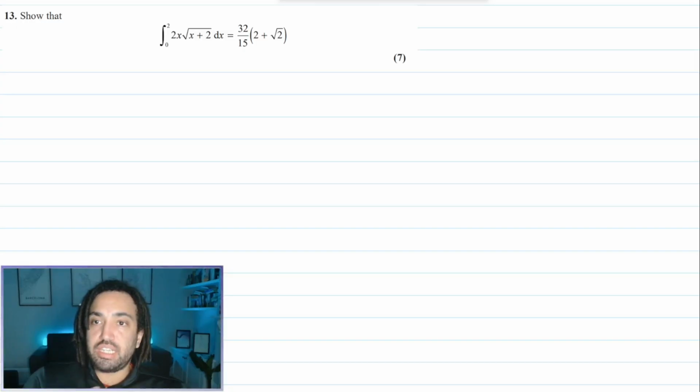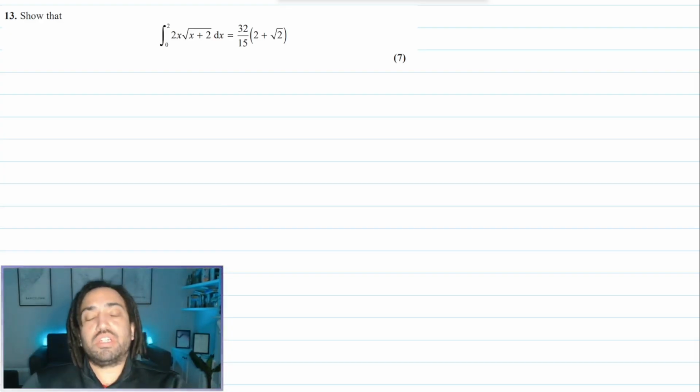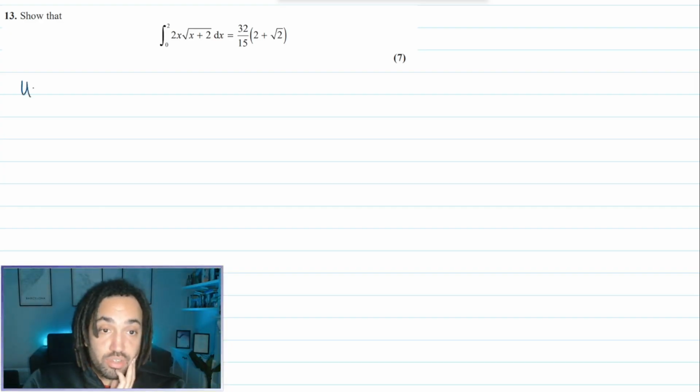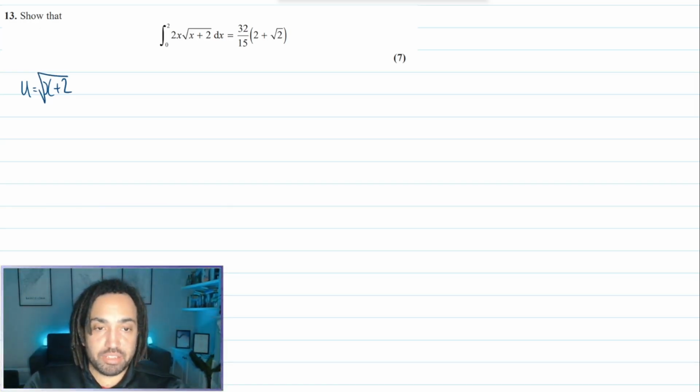Okay, question 13 is an integral, which is not obvious how to do it, and most of the time they give you substitutions, but they've not done so here, which is a bit nasty of Edexcel. We can't use reverse chain rule because there's an x here. So essentially I'm going to say let u equal x plus 2. Or will I? I think I might say let u equal the square root of x plus 2. I think that might be easier actually. Yeah, okay, let's see how this plays out.